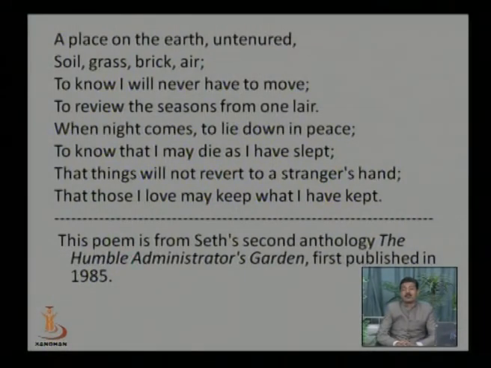but it is the role of the society that changes. Society would become so much more generous towards you the moment you have property along with you. Means you become stronger if you have economic power with you. You need not worry about your death, you need not worry about the other aspects of your life, as it has been mentioned over here, that things will not revert to a stranger's hand. Means things will not go to anybody else's hand, that those I may keep what I have kept.